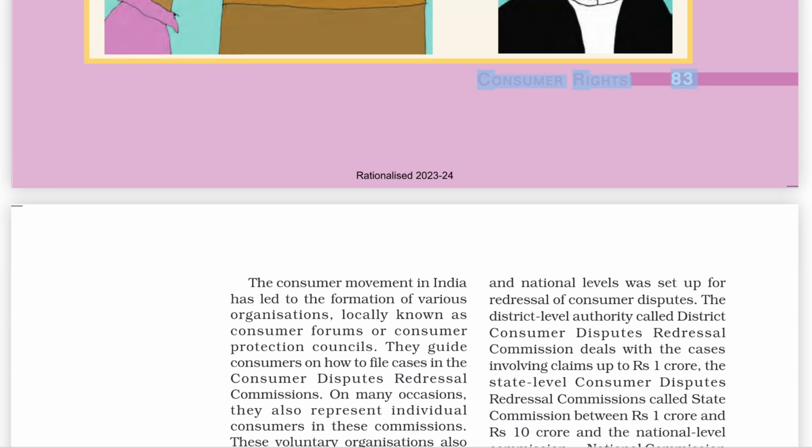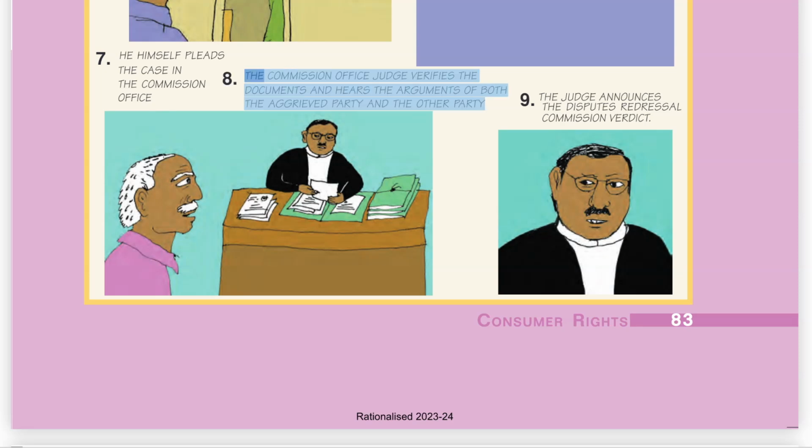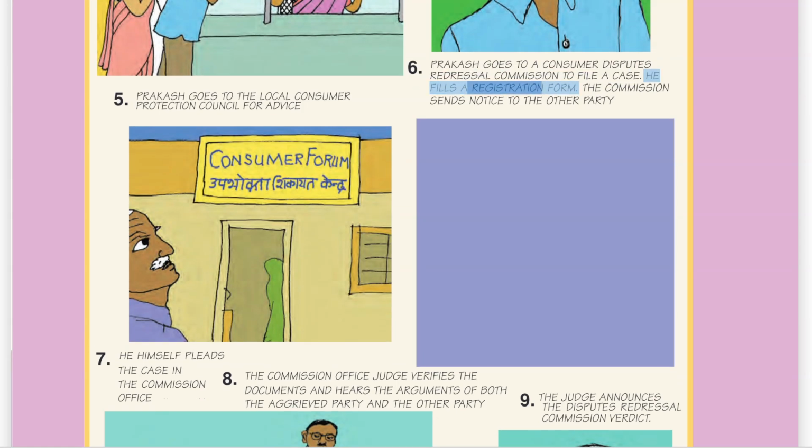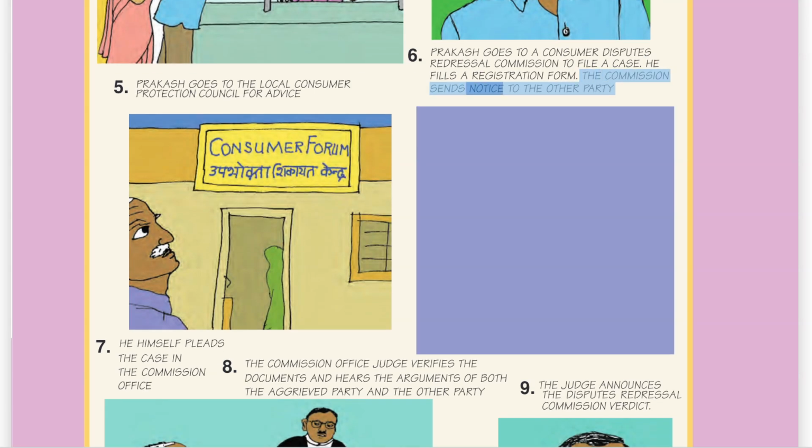8. The commission office judge verifies the documents and hears the arguments of both the aggrieved party and the other party. 6. Prakash goes to a Consumer Disputes Redressal Commission to file a case. He fills a registration form. The commission sends notice to the other party.